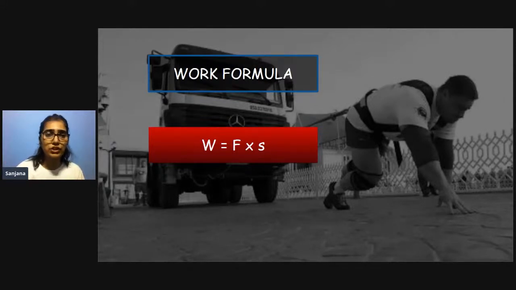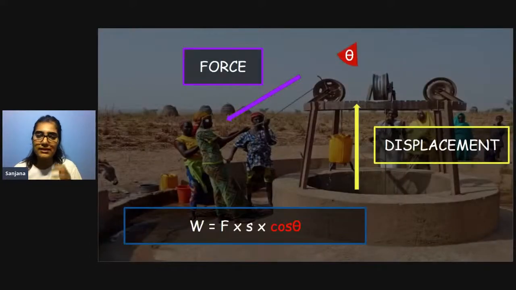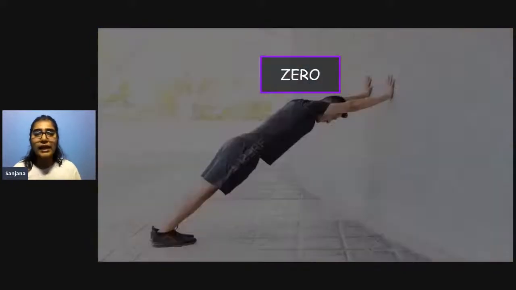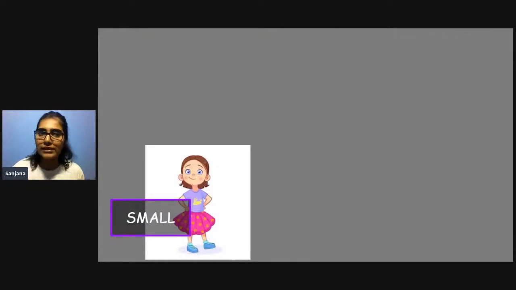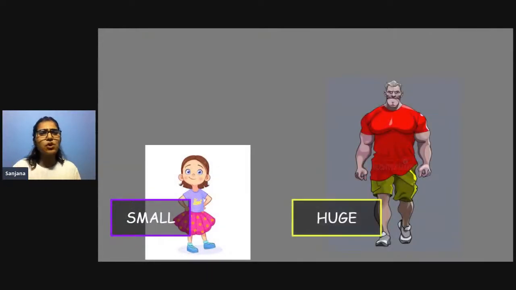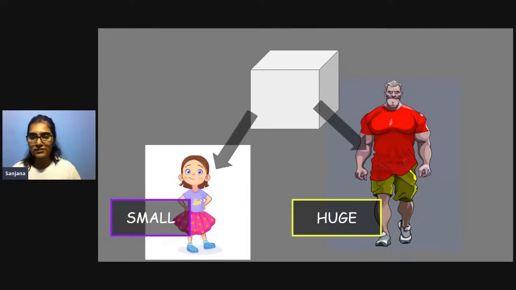What is energy? Now, to understand energy, let's take an example. Now, when we are doing all of these things, we have learned different types of work done. Now, let's understand what is energy. To understand energy, let's say there's a very small girl, and there's this huge guy, and both of them have been given some work. Their work is to move this box. Their job or their work is to move this box.